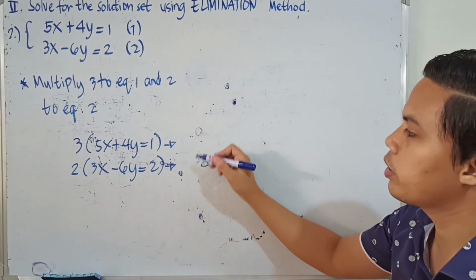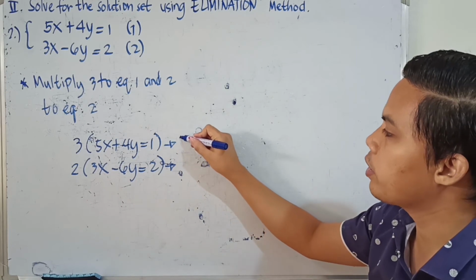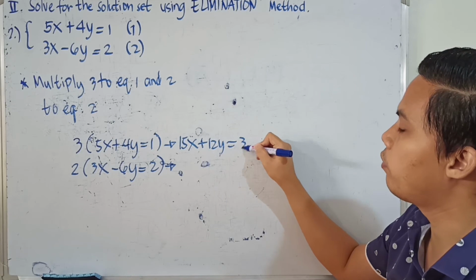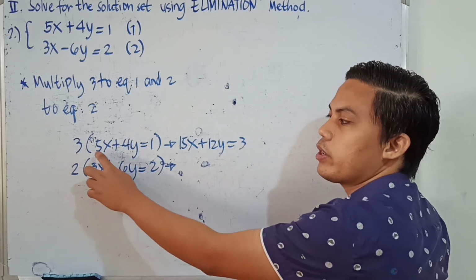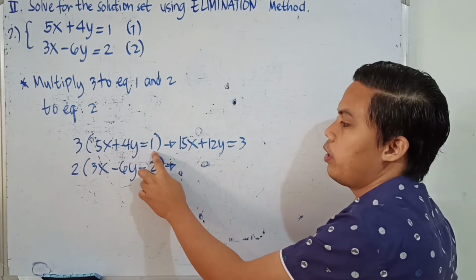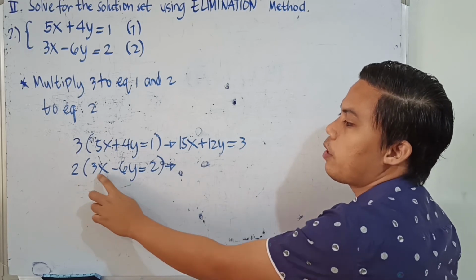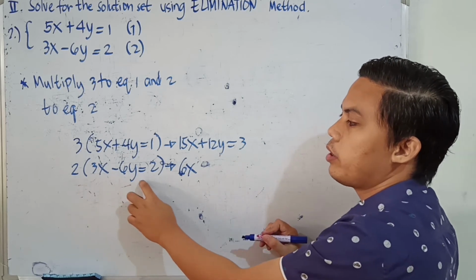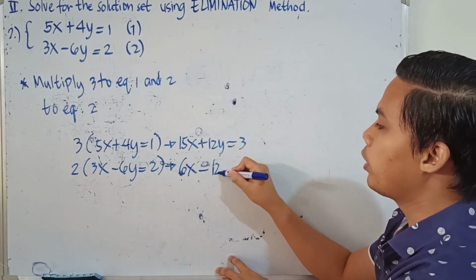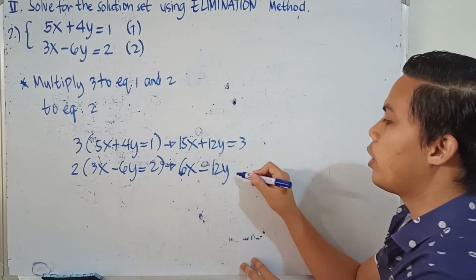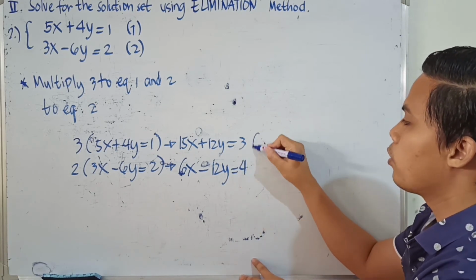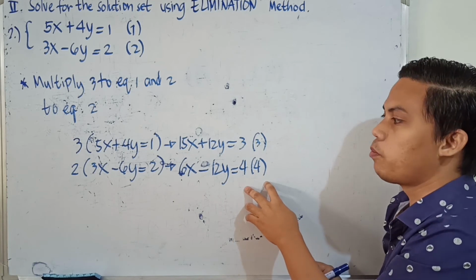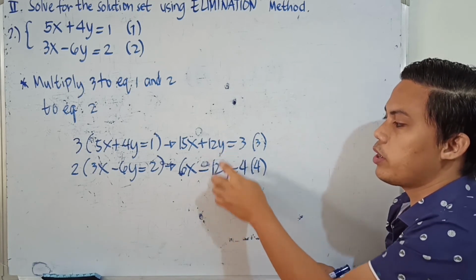So we have two sets of equation. The first one is 3 times 5x, that is 15x, plus 12y is equal to 3. So, multiply lang natin si 3 sa lahat ng terms. Okay? Next, ito naman 2 times 3x, that is 6x. 2 times negative 6y, that is negative 12y. And 2 times 2, that is equal to 4. So, we have now equation number 3 and equation number 4. So, mapapansin natin, pwede na natin eliminate si y.